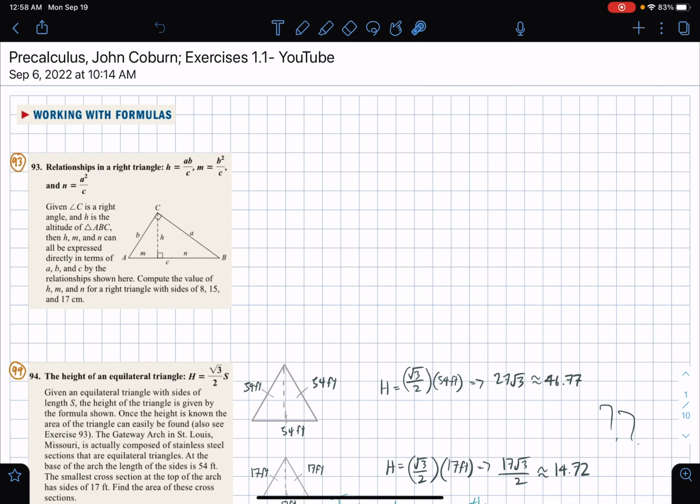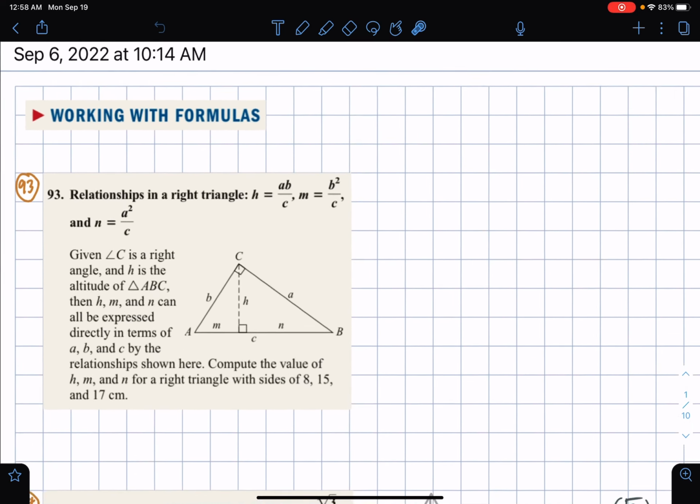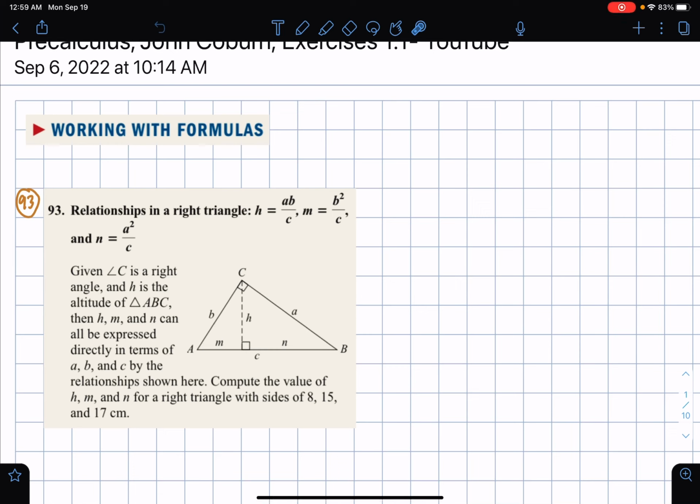So let's start with number 93. We'll be working with formulas: relationships in a right triangle. We are given H, M, and N, and their combinations based on what we have here.